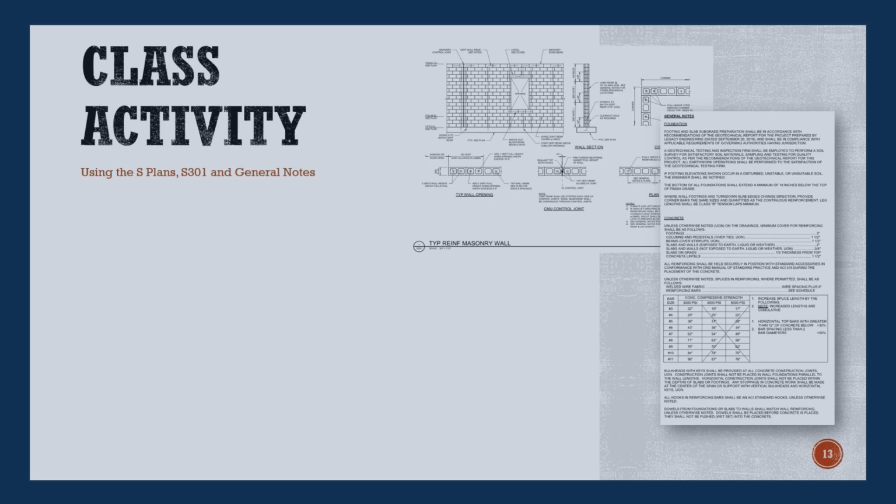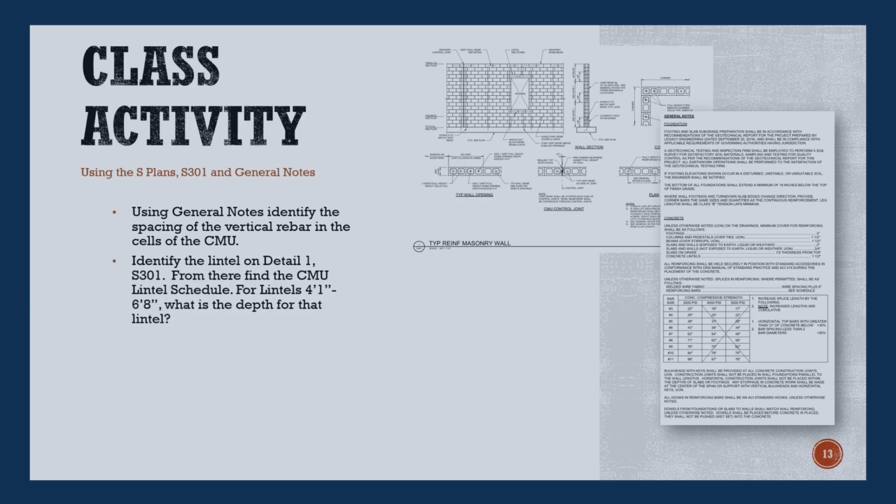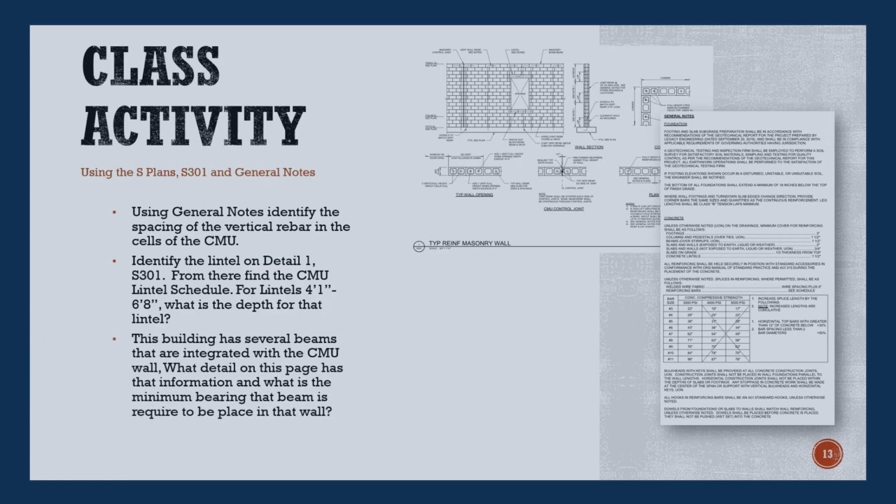Let's practice what we learned with a class activity. Using general notes, identify the spacing of the vertical rebar in the cells of the CMU. Then identify the lintel on detail 1, S301. From there, find the CMU lintel schedule. For lintels measuring from 4'-1" to 6'-8", what is the depth those lintels should be? This building has several beams that are integrated within the CMU wall. What detail on this page is that information, and what is the minimum bearing that beam is required to have to be placed in that wall? Lastly, what is the PSI for the masonry group? Did you get all that? Pause the video and get to work.